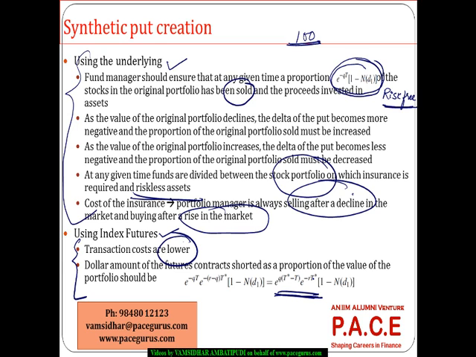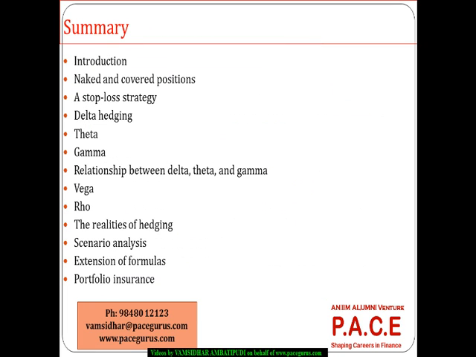So what we are trying to say here is, instead of directly buying a put option to protect your portfolio, I can create a synthetic put option by holding a proportion of assets as well as the risk-free asset, more or less in line with the portfolio's put delta, taking the position in line with the delta of the put. So this is what I wanted to talk about as a part of the Greeks.